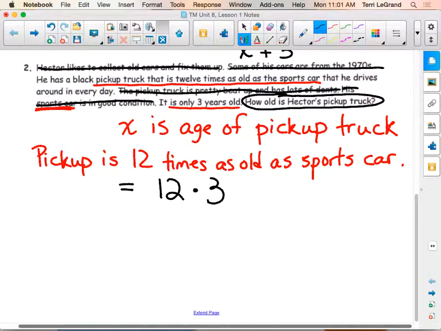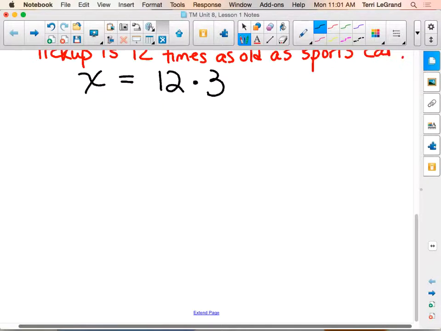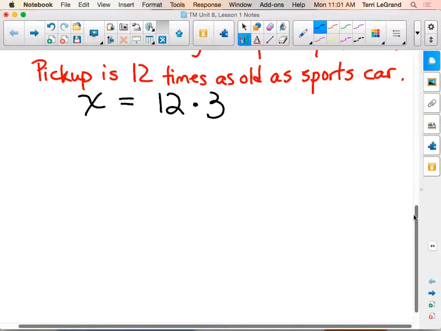What would we put over here then? X. We don't know how old the pickup is, do we? So this time the X is over there by itself already. So the pickup's age is 12 times as old as the sports car. The sports car is 3 years old. Well, we should be able to do this without even having to think about keeping a balance, shouldn't we? 12 times 3, class, is? 36.